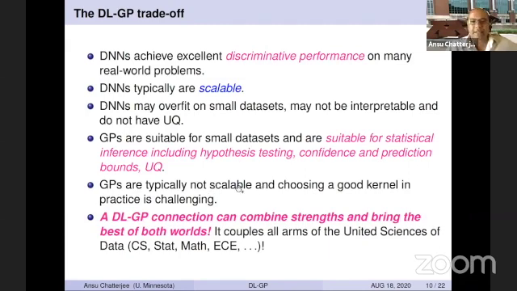They are typically not scalable. Choosing that kernel, choosing that K function on the previous slide, is actually a hard thing. So building a deep learning and a GP connection is actually something that could be pretty cool. It could combine strengths from both of these worlds. Bring in scalability with all the stuff that you'd actually need to make deep learning usable for science. It couples with what I've started calling the United Sciences of Data. You bring all the data science streams together as you do this sort of stuff. So it's a wonderful world for me.